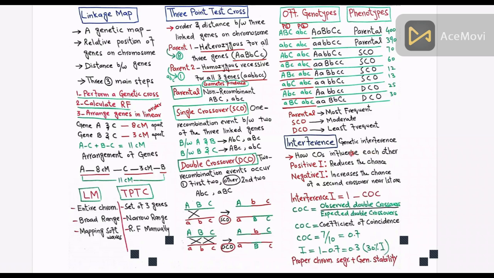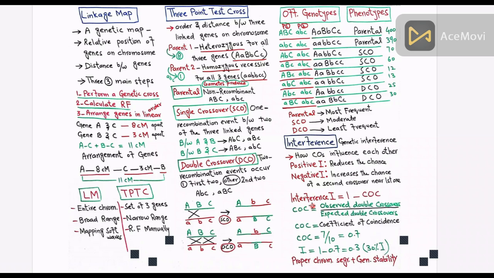What is the mechanism? During meiosis, homologous chromosomes exchange genetic material through crossover. If crossovers occur close to each other on the same chromosome, they may interfere with one another. There are two types of interference: positive interference and negative interference. Positive interference reduces the chance of a second crossover occurring near a first one. But negative interference increases the chance of a second crossover near the first one, which is very rare in nature.